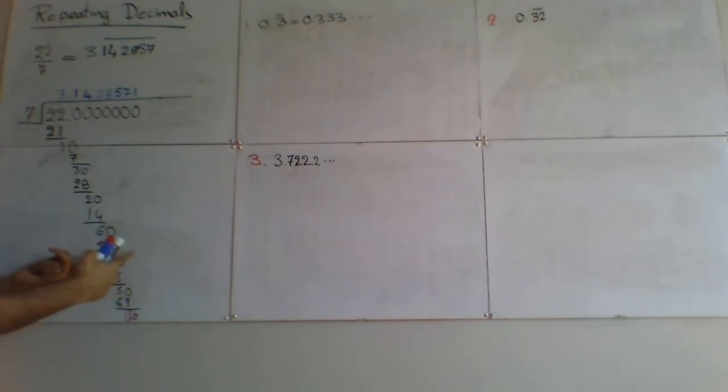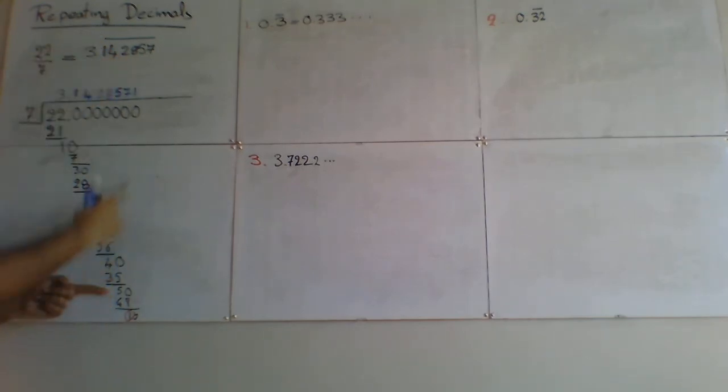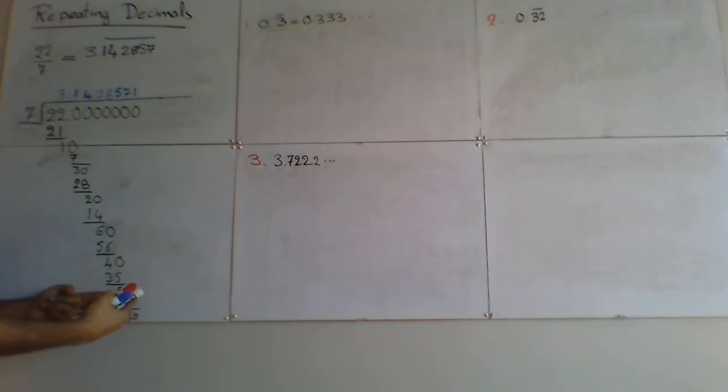Then 40 divided by 7, we're not done. It gives 5 with a remainder of 5, because 5 times 7 is 35. You subtract 35 from 40, you get 5, and you drop another 0, you get 50. 50 divided by 7 is 7, and 7 times 7 is 49, and then the remainder is 1. The remainder is 1, as you started here with a remainder of 1.